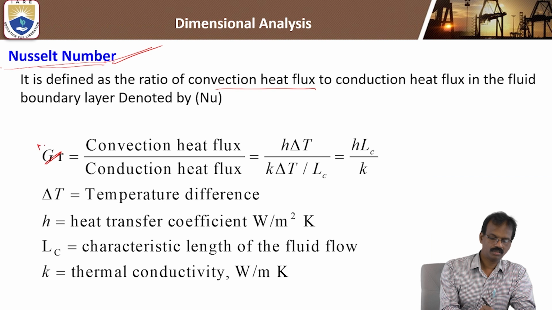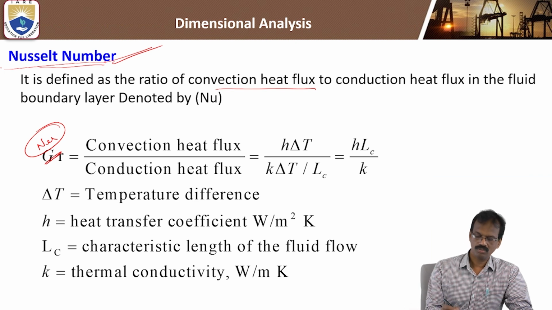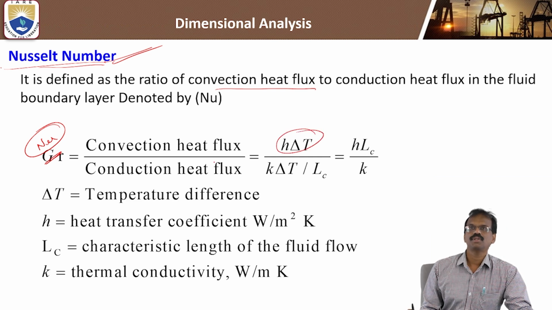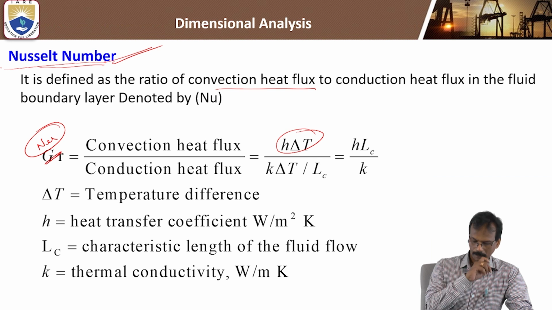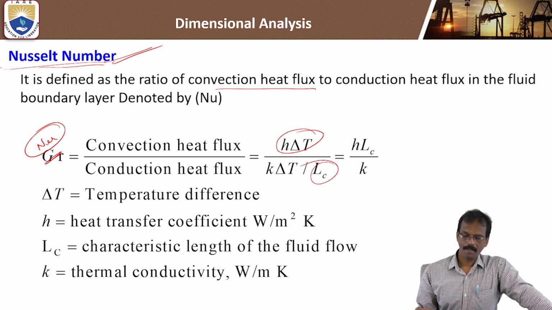So this one is the Nusselt number, represented by Nu. Nu is equal to convection heat flux by conduction heat flux. You know that area for both is the same, so area will be cancelled. So h into delta T, heat transfer coefficient into temperature difference, by k delta T by Lc, where the characteristic length should be considered. Finally, delta T will be cancelled. The formula for the Nusselt number is equal to h Lc by k.